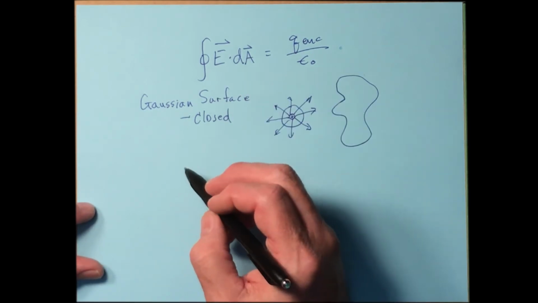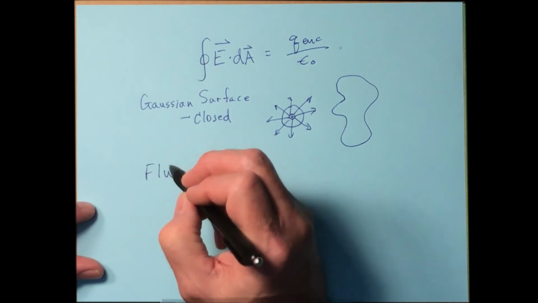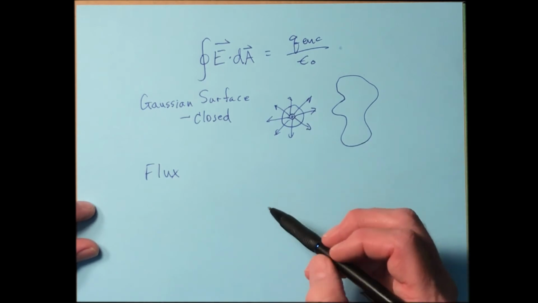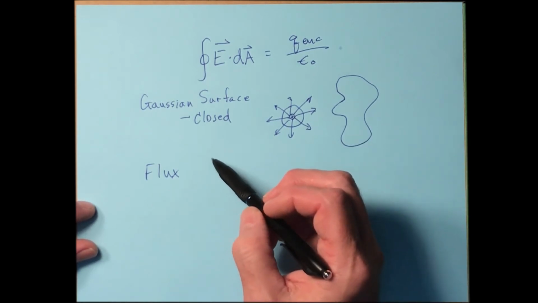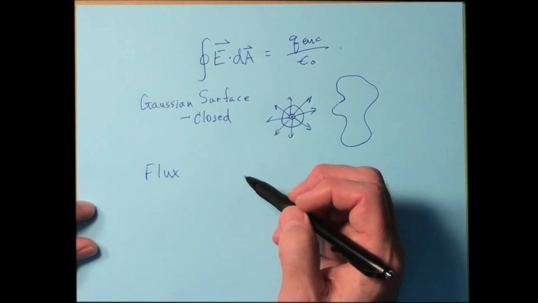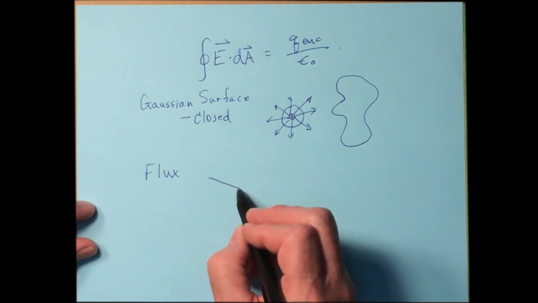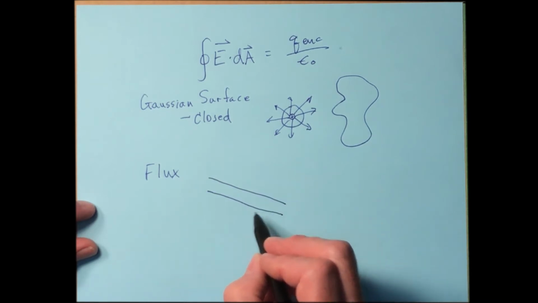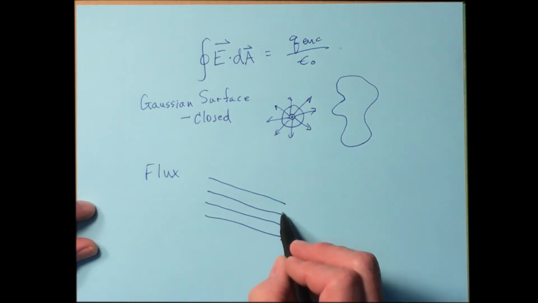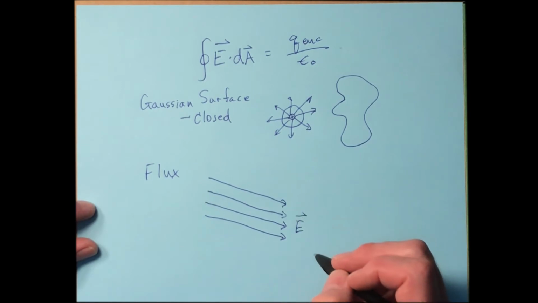So that brings us really to the second thing that we need to discuss before we dive into Gauss's law, and that is this idea of flux, specifically electric flux, because we're talking about electric fields here. The flux tells us how much electric field passes through a surface. So let's say we've got electric field lines that go in that direction right there. And that is the electric field.